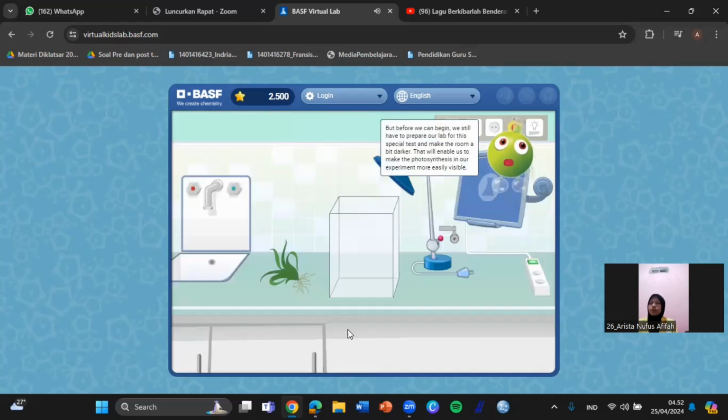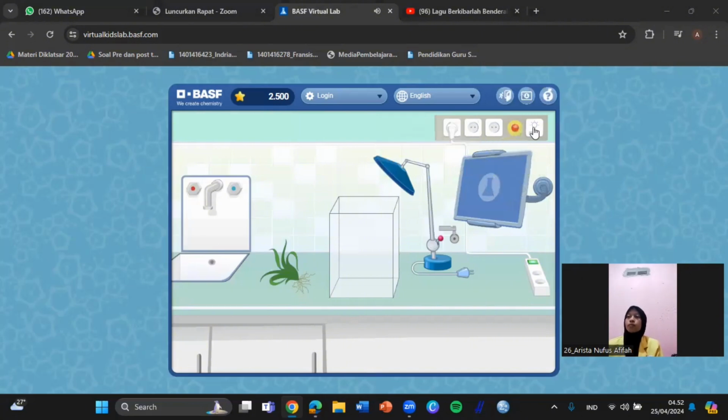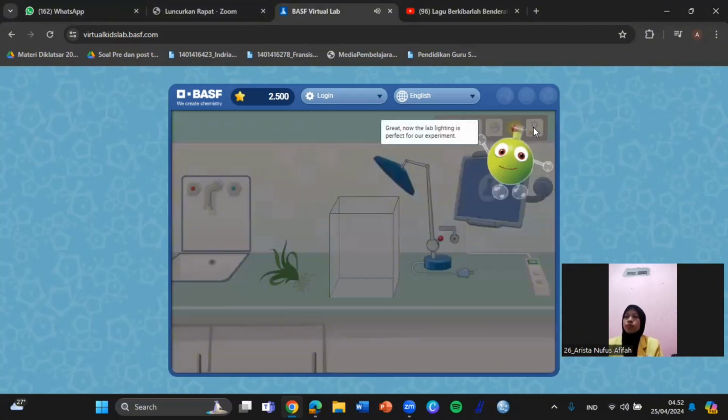But before we can begin, we still have to prepare our lab for this special test and make the room a bit darker. That will enable us to make the photosynthesis in our experiment more easily visible. Use the light switch to dim the light in the lab. Great! Now the lab lighting is perfect for our experiment.